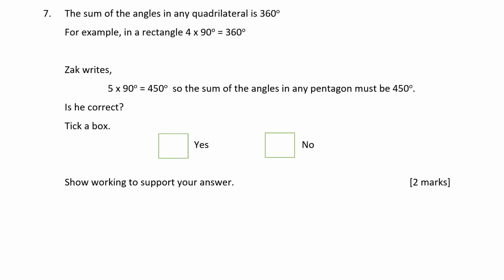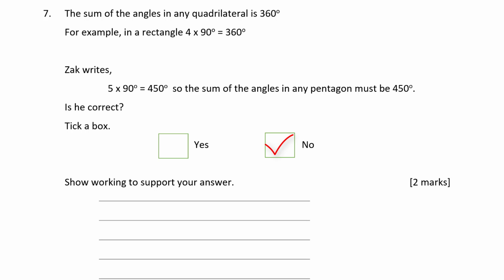Well, I'm thinking that he is not correct here. I'm going to tick no. Now, the reason why the angles in a quadrilateral add up to 360 is if you draw a quadrilateral, you can take a quadrilateral and you can divide it into 2 triangles, and each one of those triangles has angles that add up to 180. So then in a square, which has got 4 sides, it is 2 times 180, which is 360 degrees.